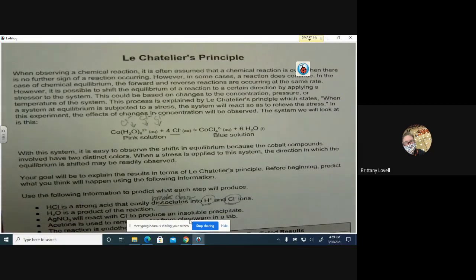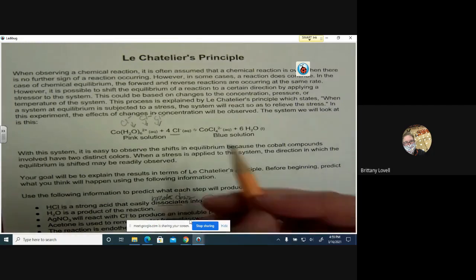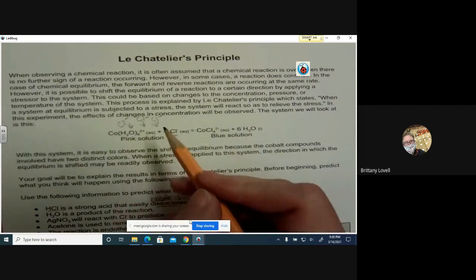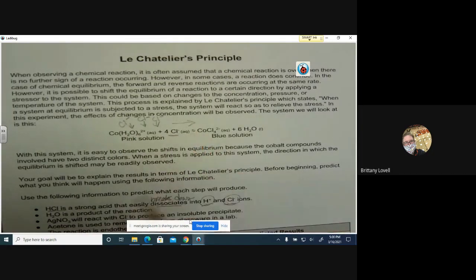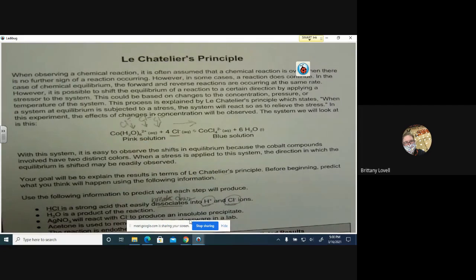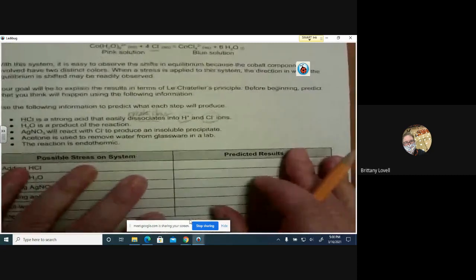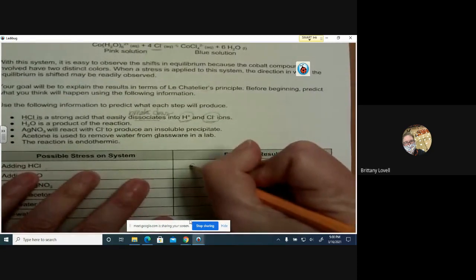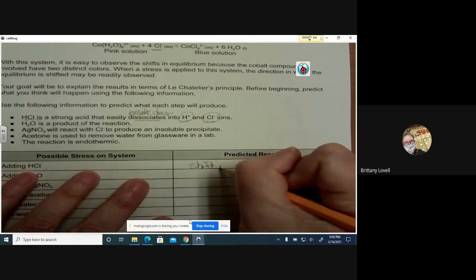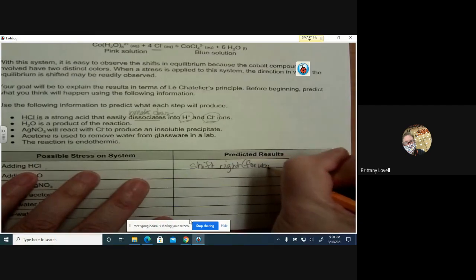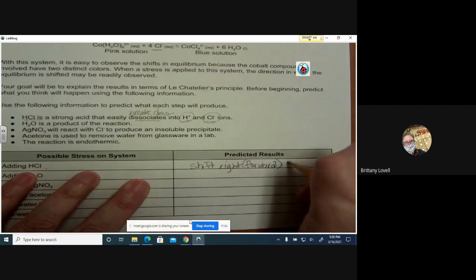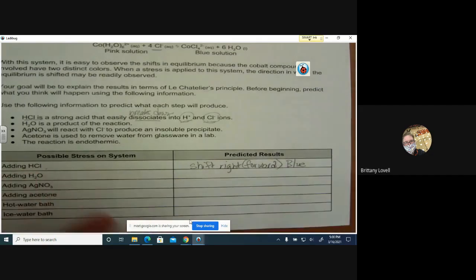So basically, you throw it out of balance. You add chloride, so that's too much. What's the system going to do to relieve the stress or to reduce the change? Well, the system will begin to use up all of these chlorides, and it's going to start to make more product. Because it's going to try to use all this extra up, it shifts to the right and it's going to turn blue. That's what I told them to write: it would shift right, or you could also say it shifts forward. That's the forward reaction, and it should turn blue. We'll see how it goes.